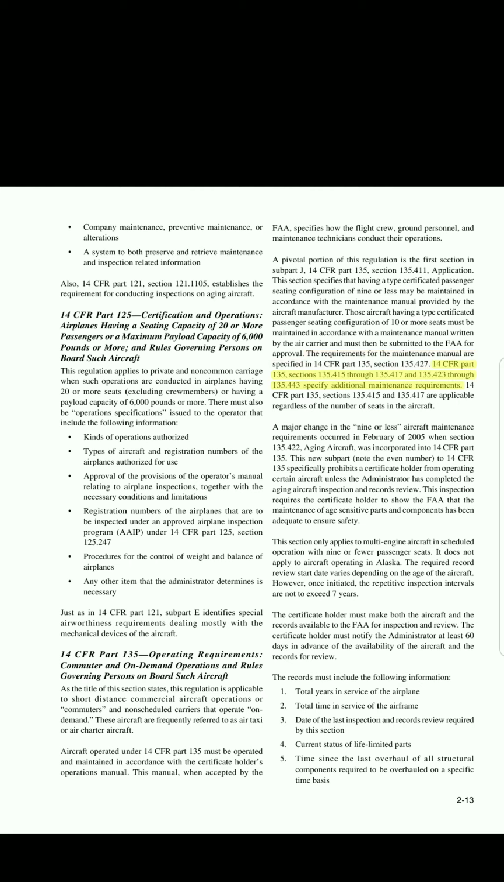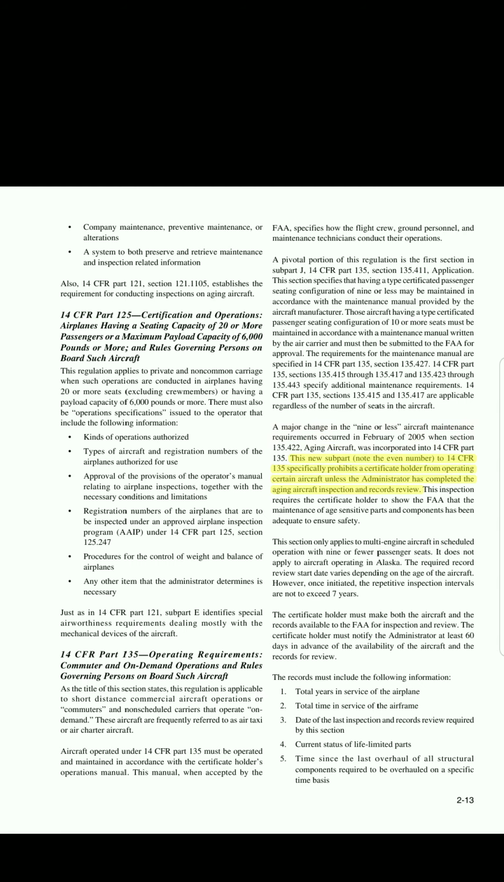14 CFR Part 135, Sections 135.415 through 135.417 and 135.423 through 135.443 specify additional maintenance requirements. 14 CFR Part 135, Sections 135.415 and 135.417 are applicable regardless of the number of seats in the aircraft. A major change in the 9 or less aircraft maintenance requirements occurred in February of 2005 when Section 135.422, Aging Aircraft, was incorporated into 14 CFR Part 135.